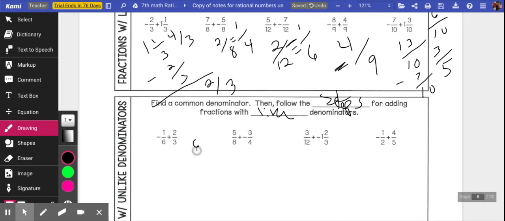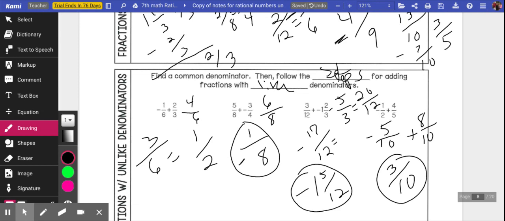So I'm going to turn this one into 4/6, multiplying by 2. And then I see the signs are different, so I am going to subtract. So 4 minus 1 is 3, over 6, which equals 1/2. And I have to look at the sign. The bigger number was positive, so it stays positive. So you go ahead and try the next 3 and pause it.